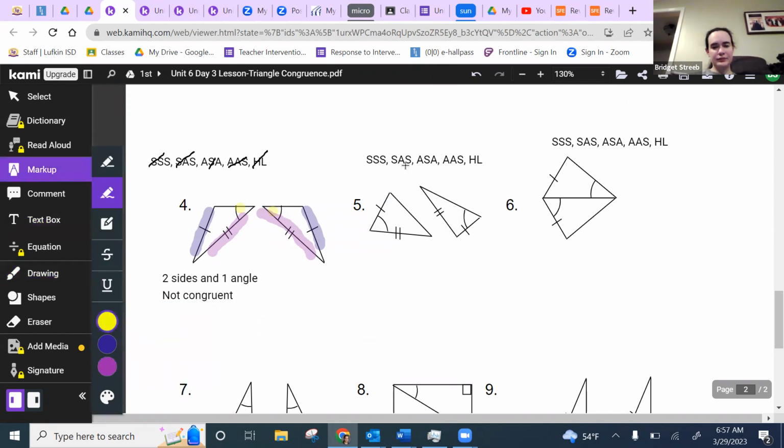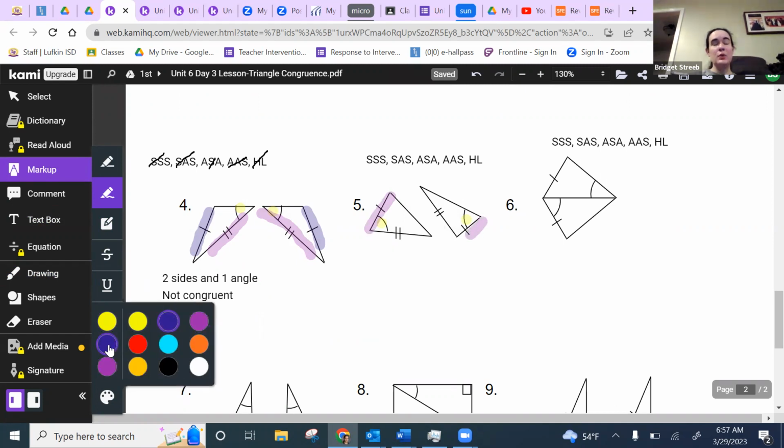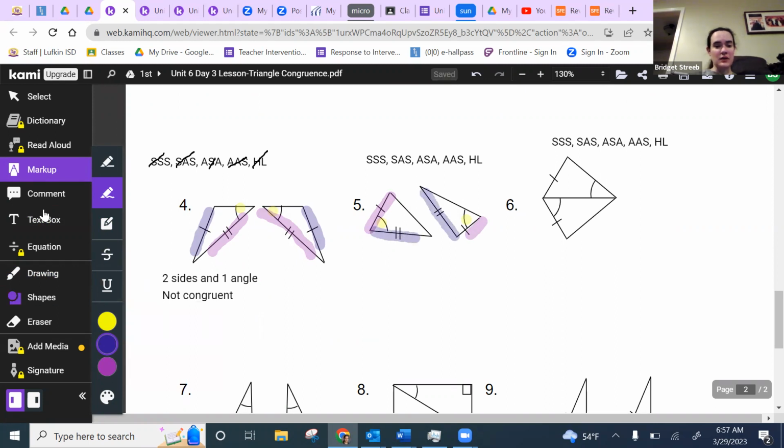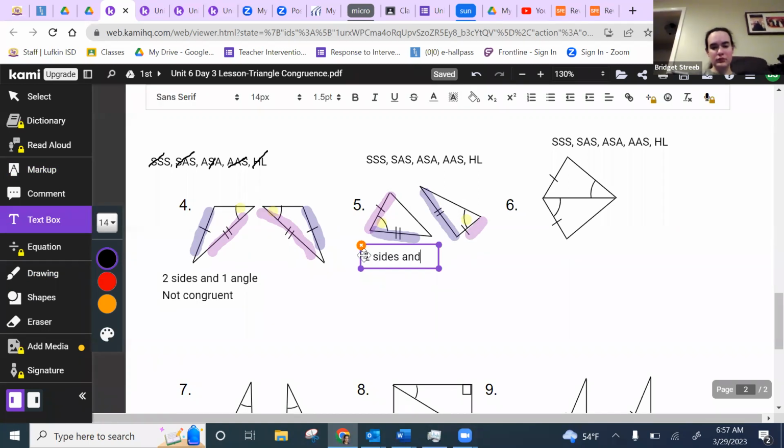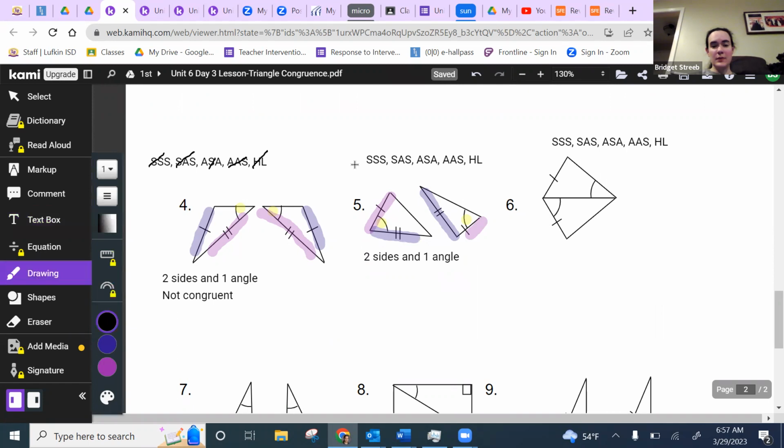So our next one, again, we have one set of angles, one set of sides, and a second set of sides. So we have two sides and one angle. So again, because we have two sides and one angle, we can automatically get rid of these three. We don't have a right angle, so we can get rid of hypotenuse leg.